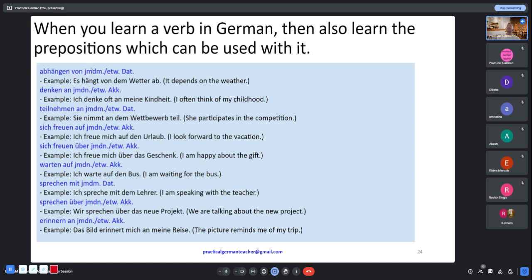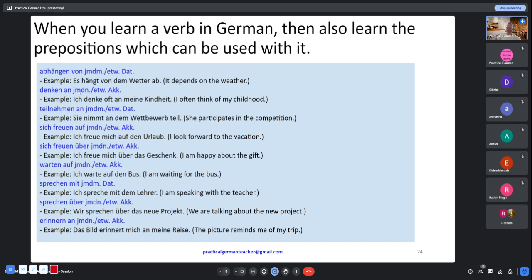If it's a person, it will be in dative case. If it's an object, it will also be in dative case. So es hängt von dem Wetter ab. Es hängt ab means it depends. But if you want to say it depends on the weather, so es hängt von dem Wetter ab. Wetter is das Wetter, and das becomes dem, dative.